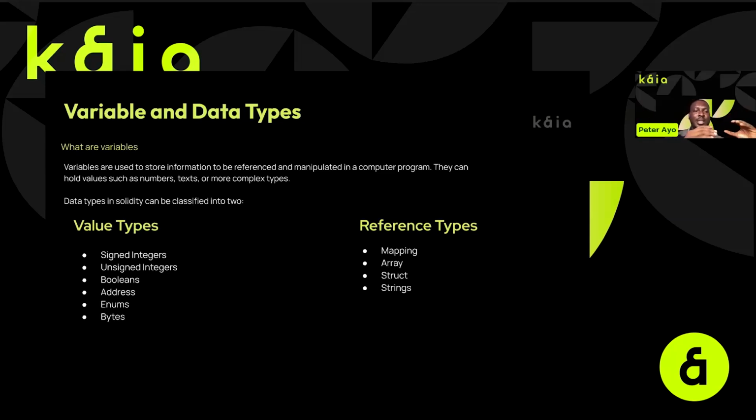So I want you guys to understand this. Data types in Solidity are classified into two: value types, which sometimes are also called primitive data types, and reference types, which oftentimes can also be called the complex data types. And this is pretty important. So moving forward, what are the various value types and what are the various reference types? We'll take a look at them one after the other. For value types, we have signed integers, unsigned integers, booleans, address, enums, and bytes. Now, these are the 6 primitive value types or data types that we have.